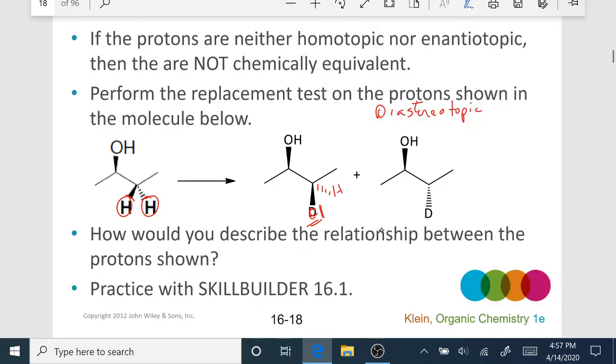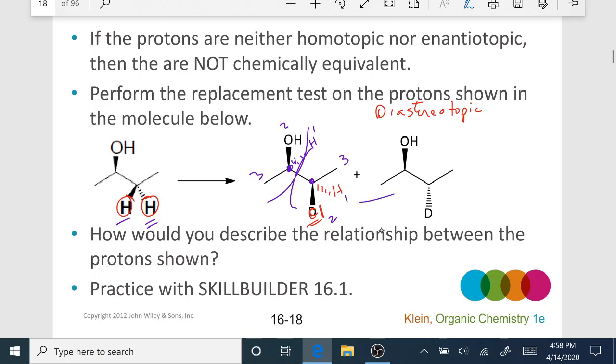Let's observe. This carbon has 1, 2, 3 things attached plus the rest of the molecule, so that's 4. And notice that we also have another chiral center here. That chiral center has 1, 2, 3, and the rest of the molecule, 4 different things attached. If you have 2 different chiral centers, then what do you have? You can have diastereomers. So these hydrogens, if you replace them with something like a deuterium or even say a chlorine, you can see that we form diastereomers.